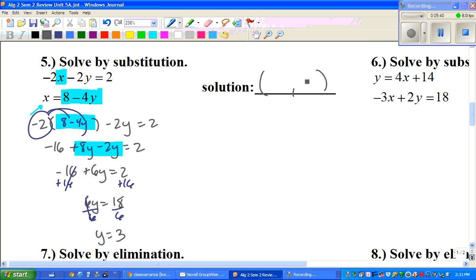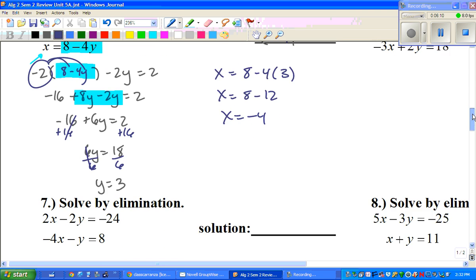And don't be like, yo, Mr. Grice, I got it. It's 3. Well, congratulations, but we want to know where they meet. Okay, so you're only telling me part of the puzzle. All right, the rest of the puzzle is we got to figure out what x is. Okay, so x equals 8. 4 times 3 is 12. So x equals negative 4. Okay, you got to find out both parts, the x and the y.